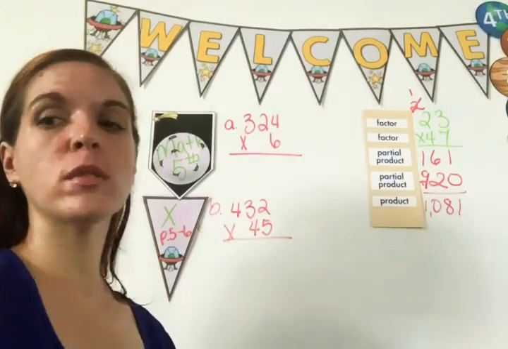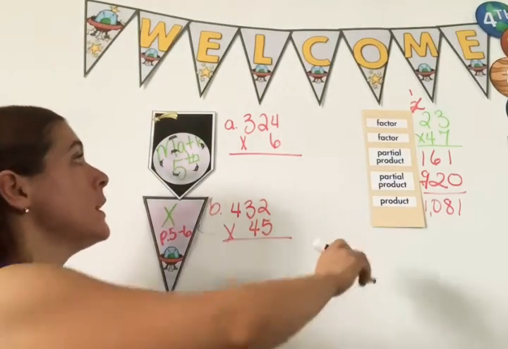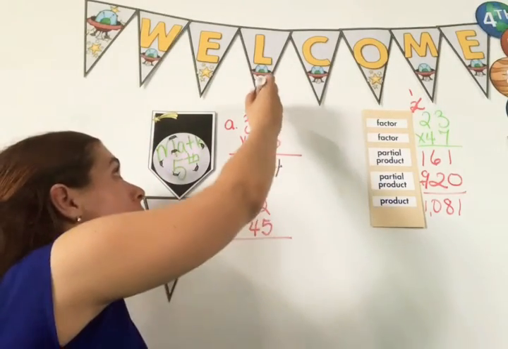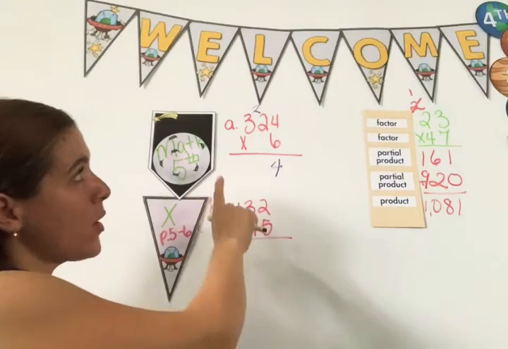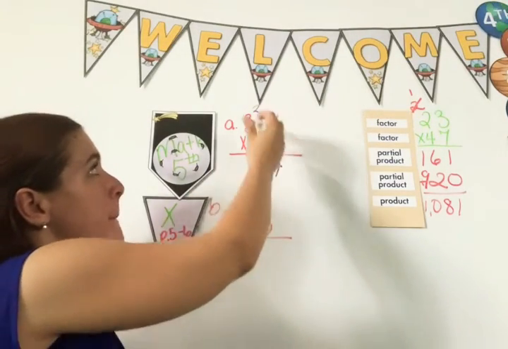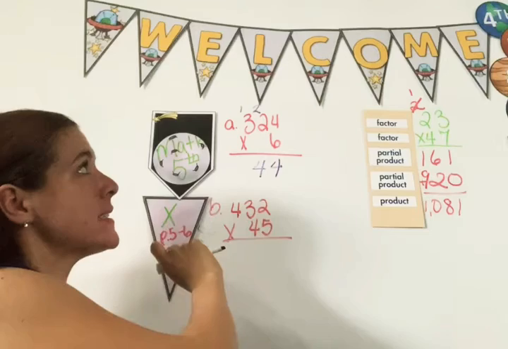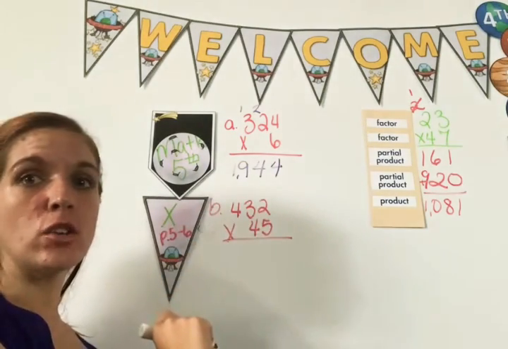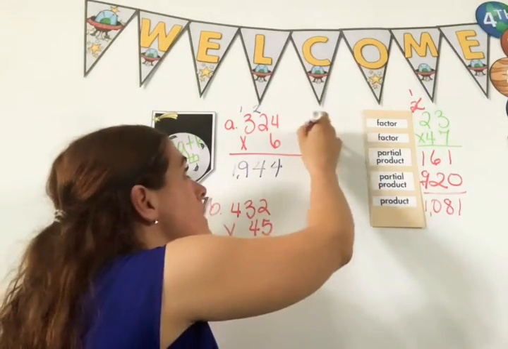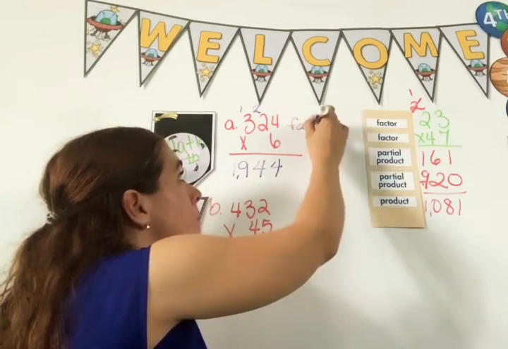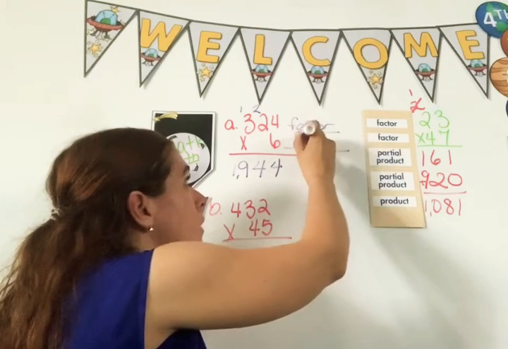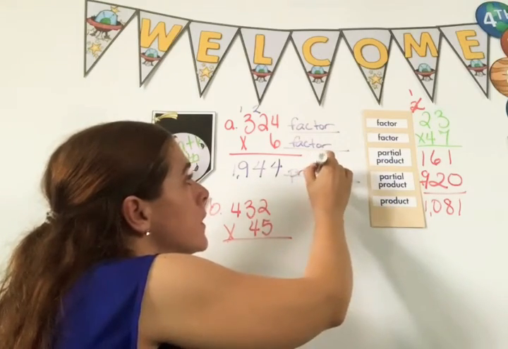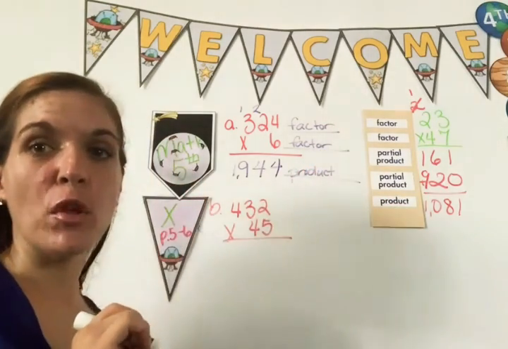Okay, so here we go. Let's do letter A. 6 times 4 is 24. 6 times 2 is 12 plus 2 is 14. 6 times 3 is 18. 18 plus 1 is 19. And your answer is 1,944. But what is this? Factor, factor, product. Okay, make sure you label those so you can remember them.